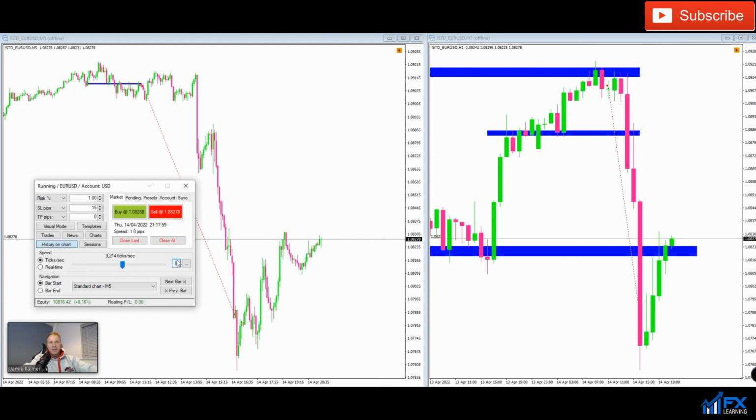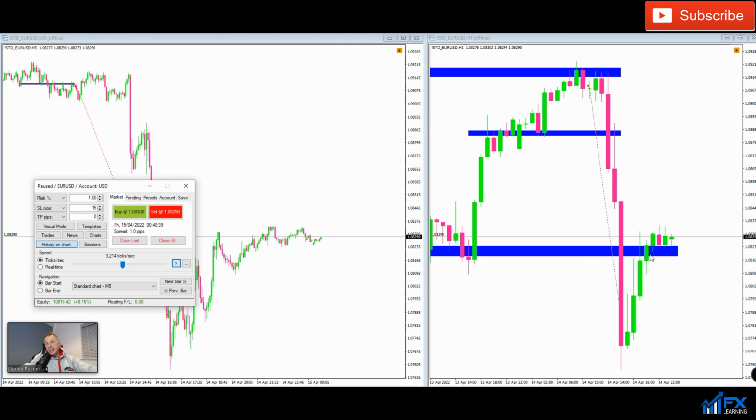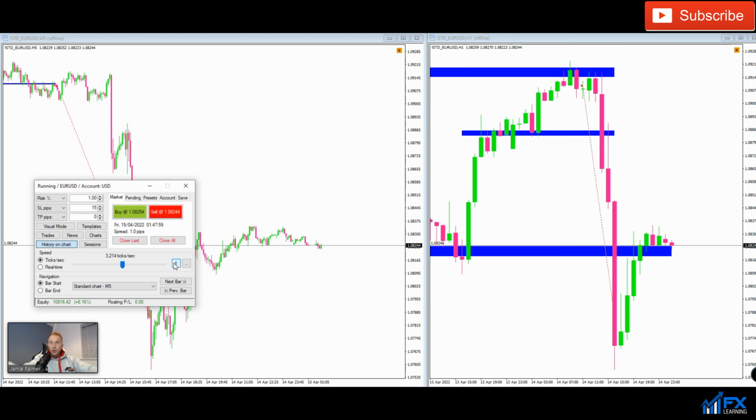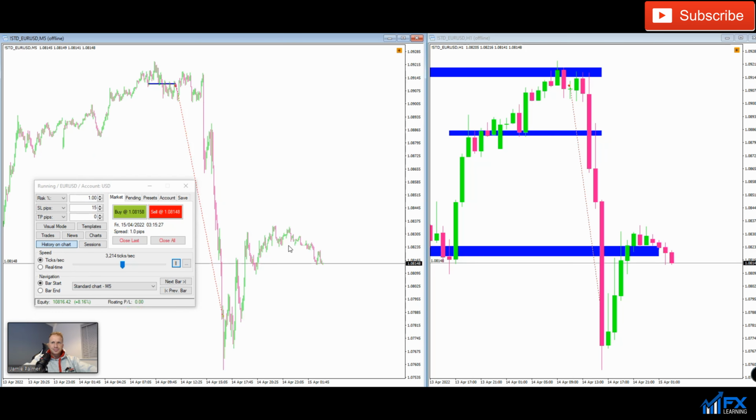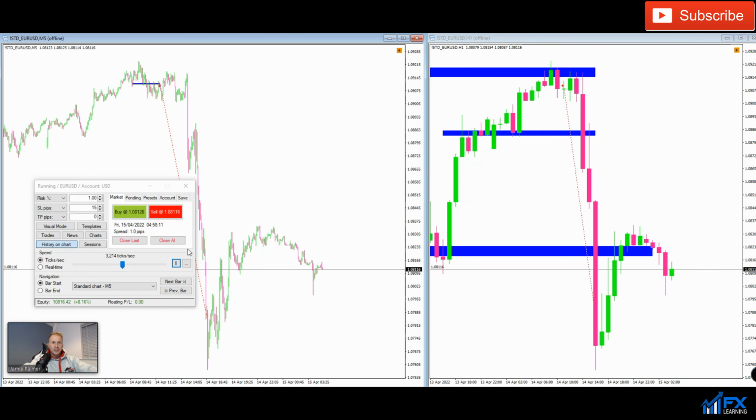We're probably going to break the level, to be honest with you. And there you go. We break above it. Okay, that's how you avoid losing trades. Okay, so price comes down here.